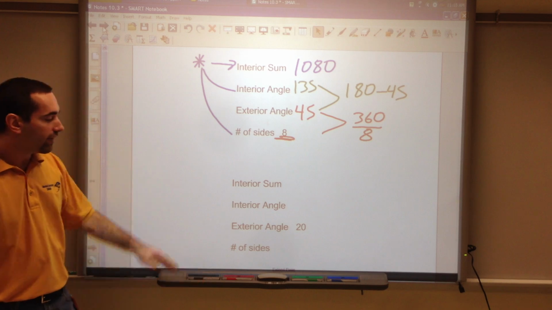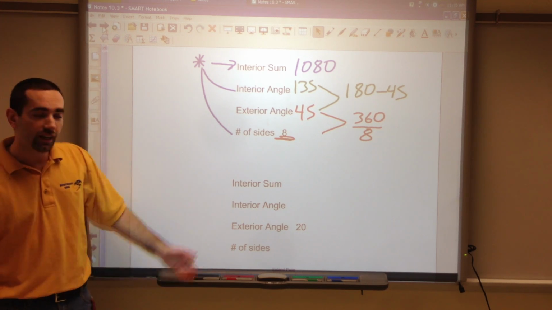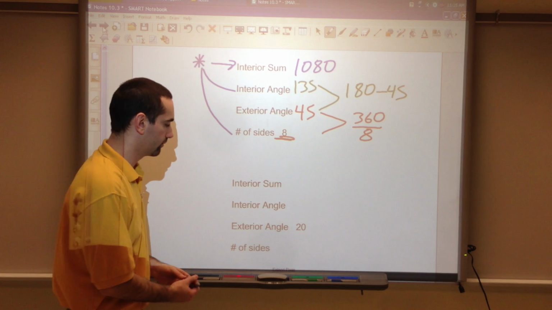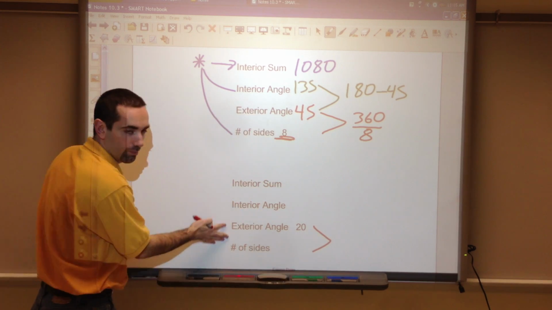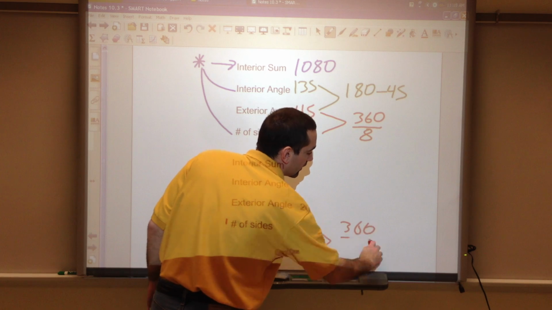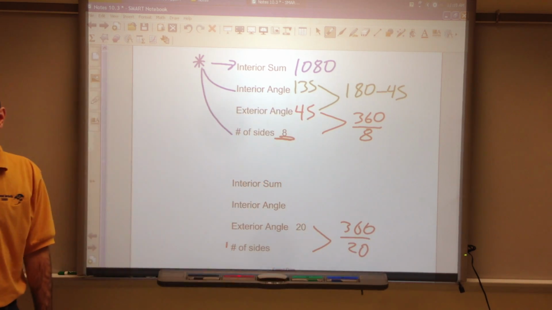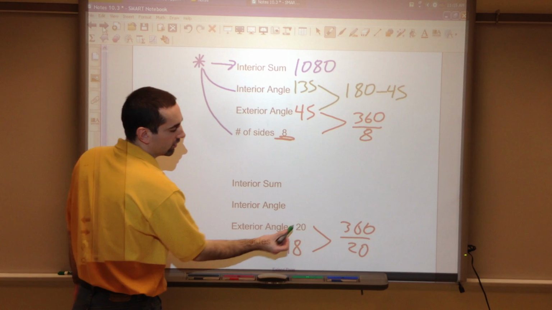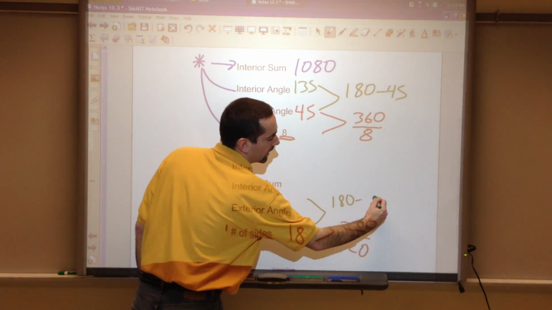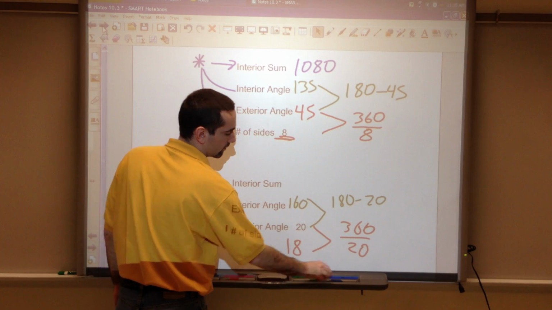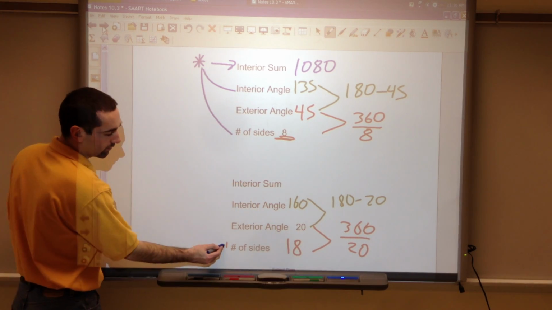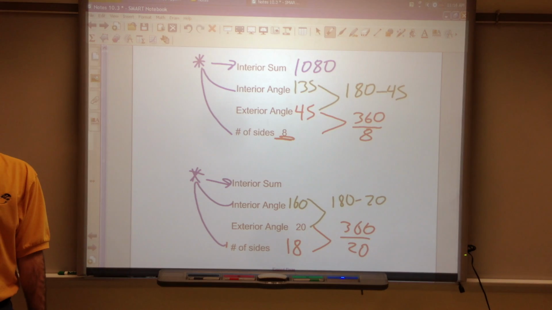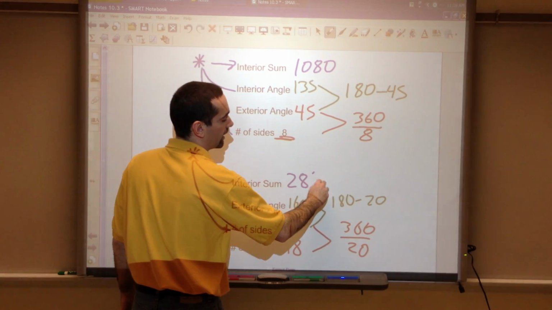Alright, let's look at another example. If I'm given just the exterior angle, let's say the exterior angle is 20 degrees, let's find the rest of this. So the number of sides, remember the relationship is 360 divided by whatever you have. So 360 divided by 20, 18. To find the interior angle, these two add up to 180, so 180 minus 20, 160. To find the interior sum, I multiply these two. So 18 times 160, 2,880.